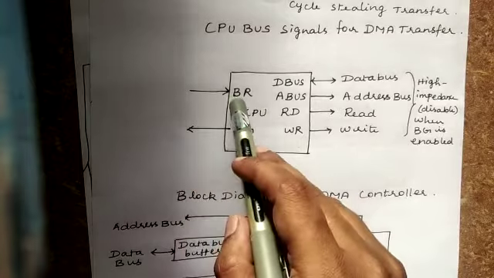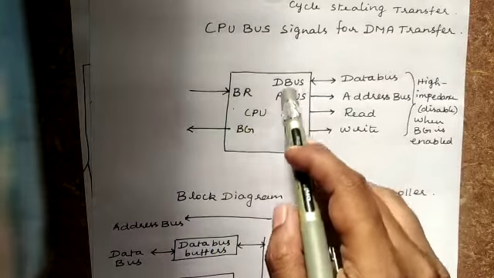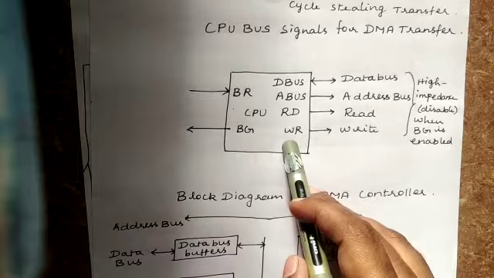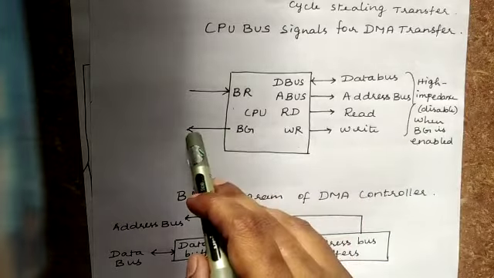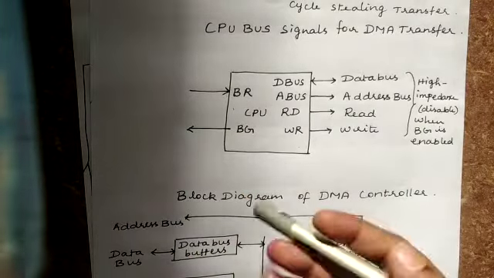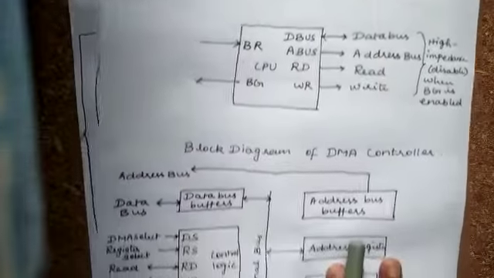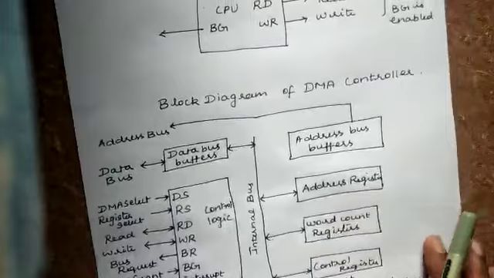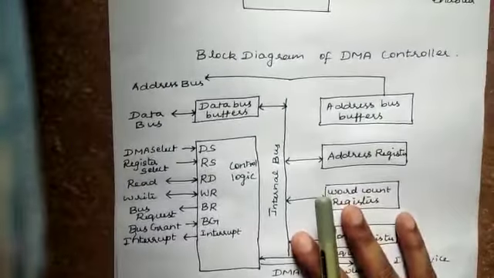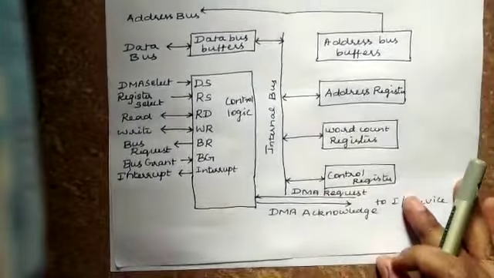So whenever it receives this bus request, and after setting all these control lines to high impedance state, it will send the bus grant signal to the DMA to execute its operation. This is what the CPU bus signals. So next, we're going to discuss the block diagram of the DMA controller. This is the block diagram.